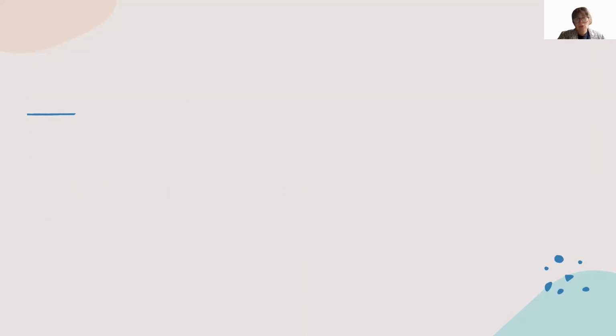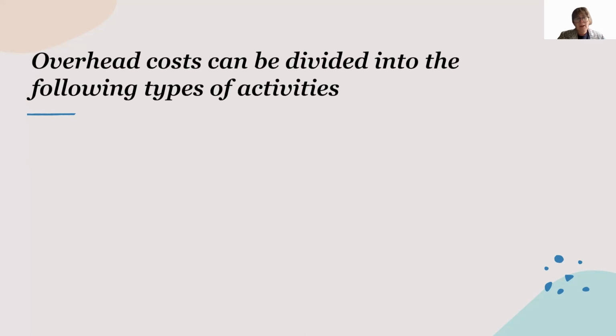So overhead costs can be divided into the following types of activities. It could be unit level, batch level, or product level, or could even be at a facility level.